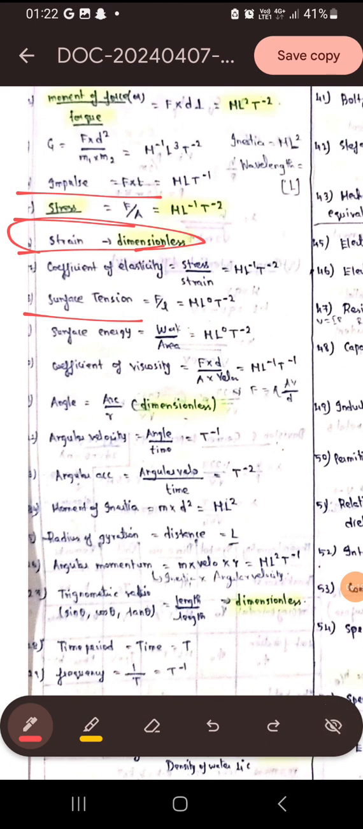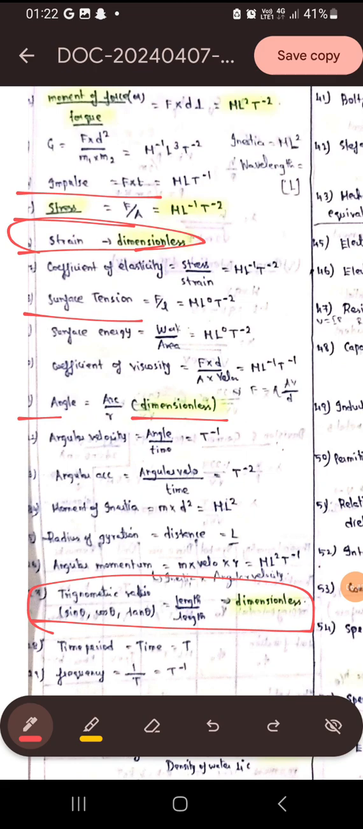So there are almost 50 plus quantities. This I also explained later in our physics papers. Last time they were given some dimensions. I explained that even there. Angle is dimensionless. See, these trigonometric ratios are dimensionless.